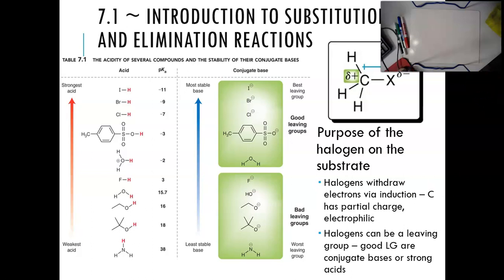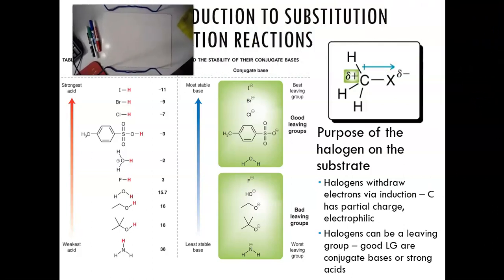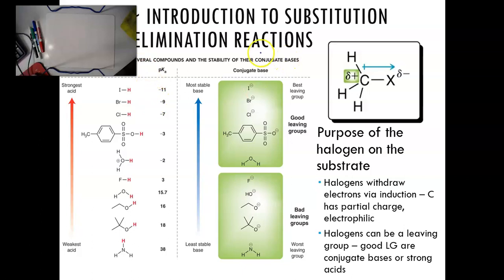Now our substrate is this carbon that is bonded to a halogen. So we want to talk about the purpose of this halogen. Over here we can see that our carbon bonded to our halogen has a partial positive charge. We know that this is happening because our halogen is electronegative. It's withdrawing those electrons through induction, creating that partial positive charge. It makes our carbon electrophilic, which also means that it's going to be reactive with a nucleophile. So that's our first reason why we have a halogen on there: it makes the carbon more reactive.